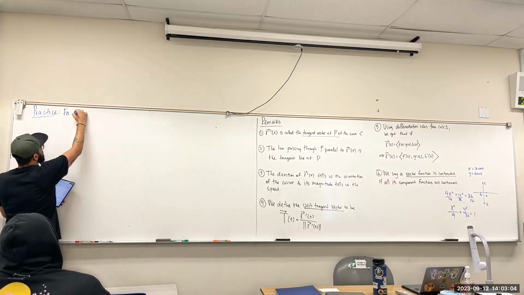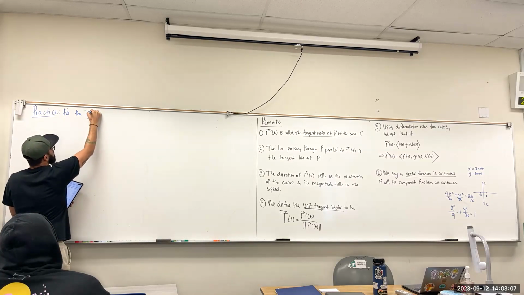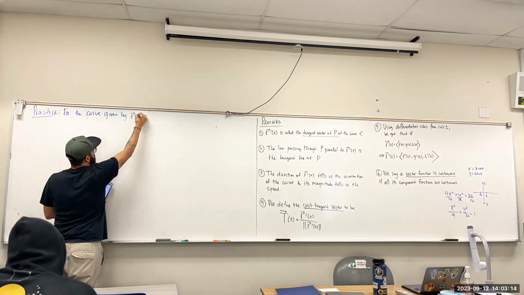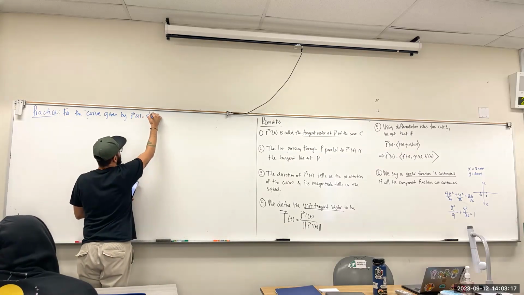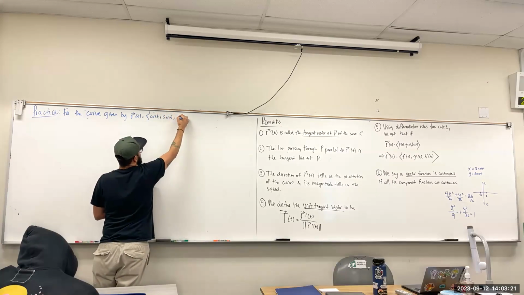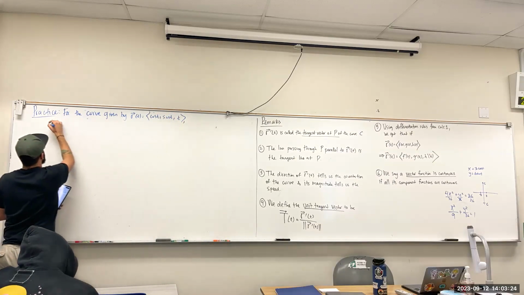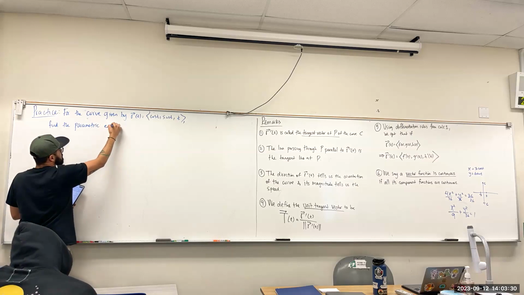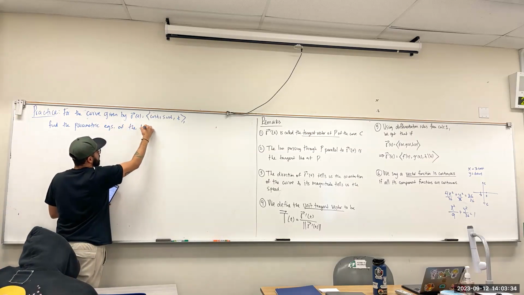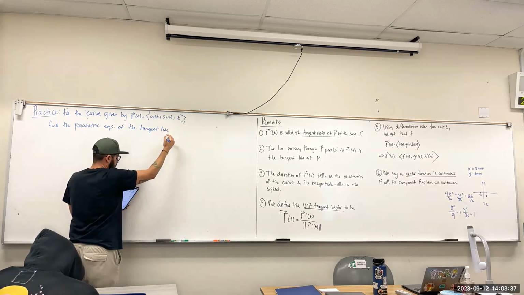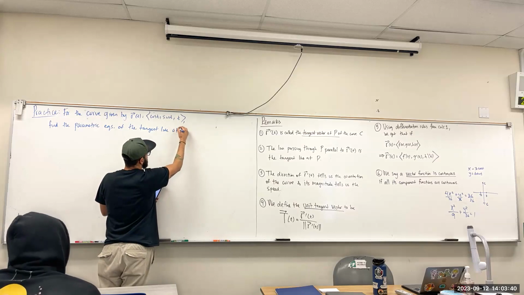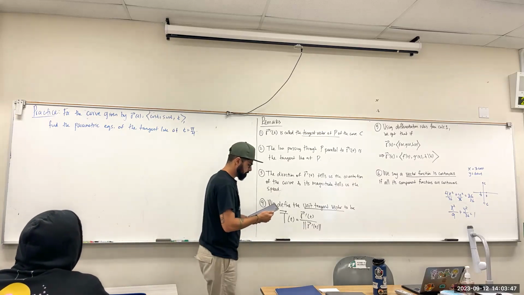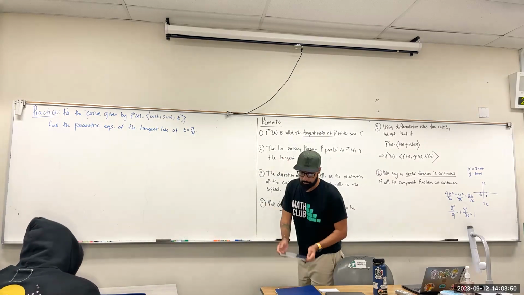All right, so for the curve given by the vector function cosine t, sine t, and t, find the parametric equations of the tangent line at t equaling pi over 4. Yeah, pi over 4. Okay.